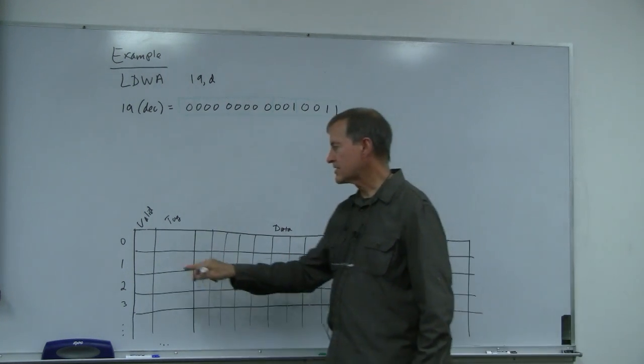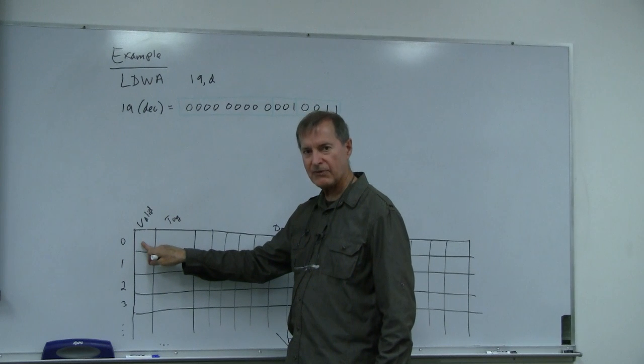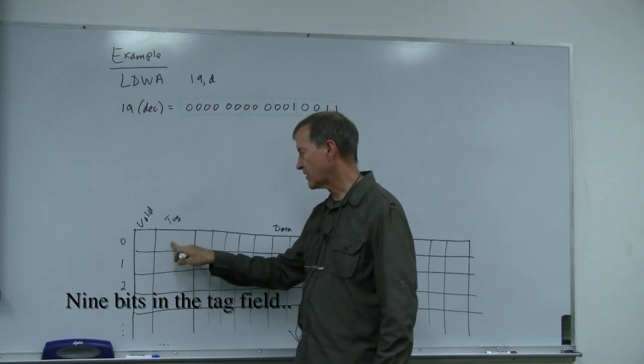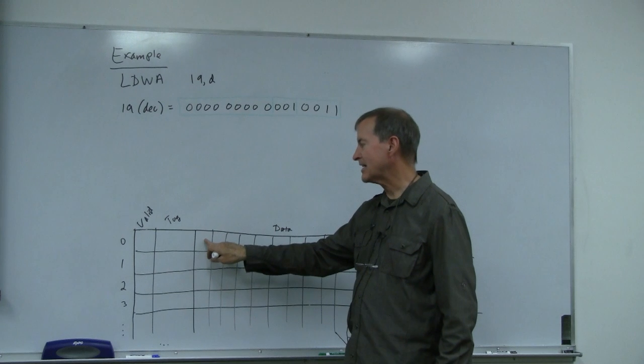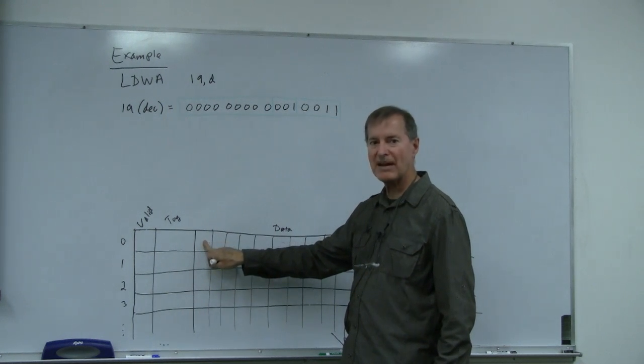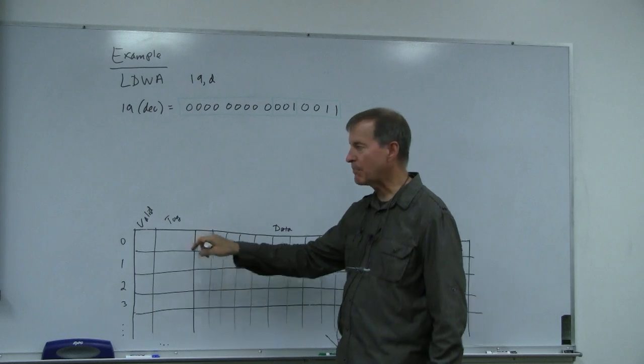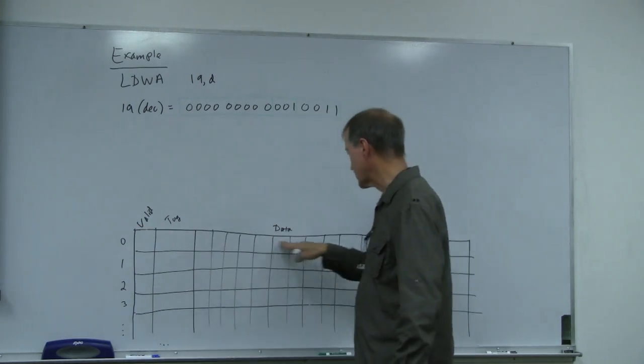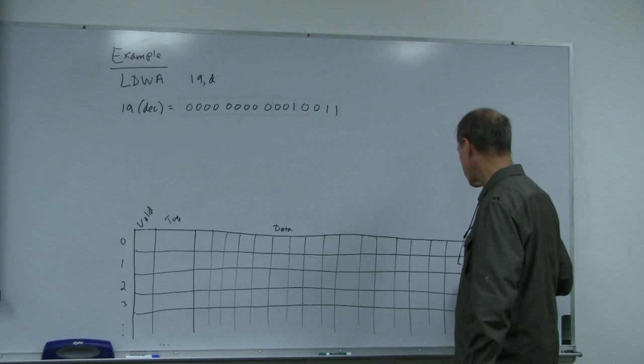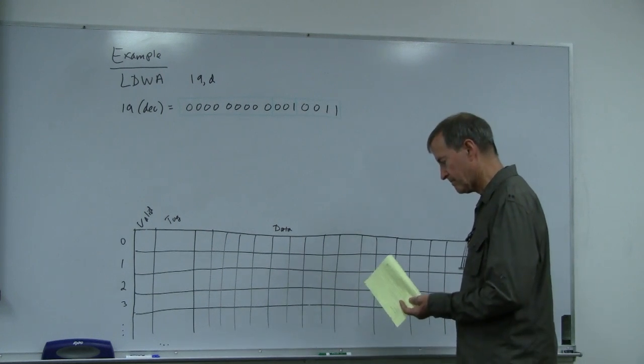8 bits? Yeah. There's 1 bit in the valid field, 3 bits in the tag field, there's 8 bits in each one of these because each one of these is a byte. Are you with me? It's 16, but notice it's 16 bytes. This field, there's 16 bytes in this field. Is everybody clear on that?